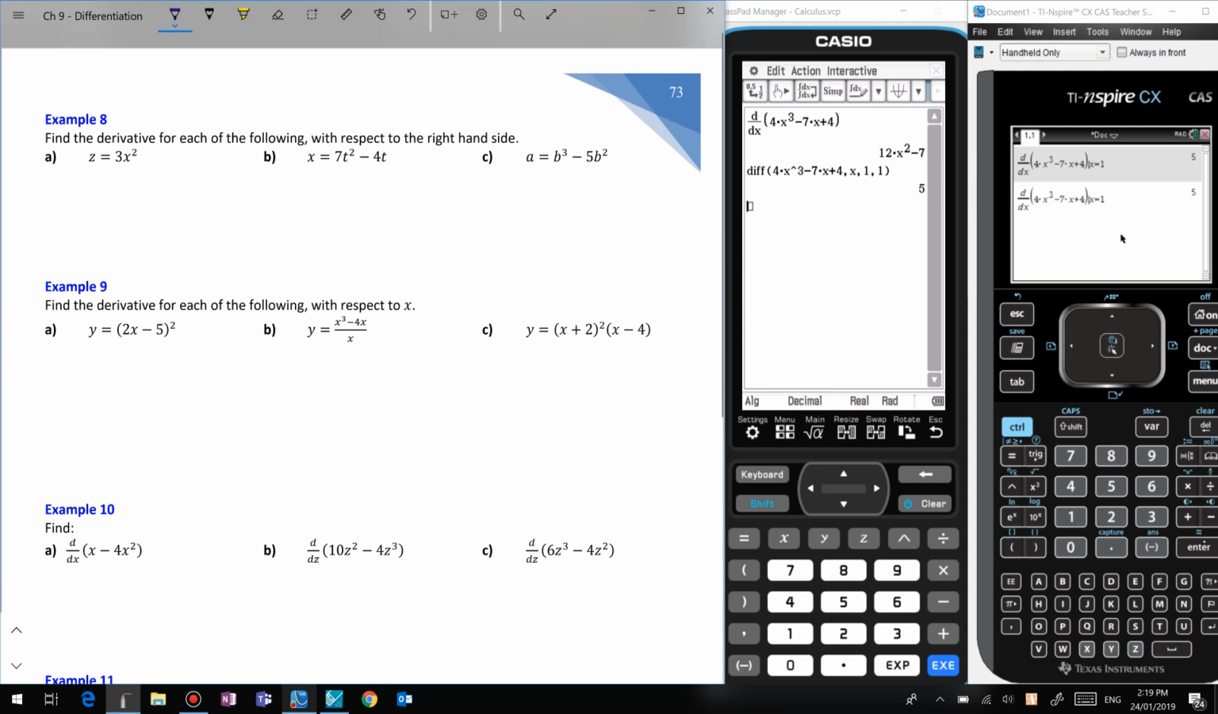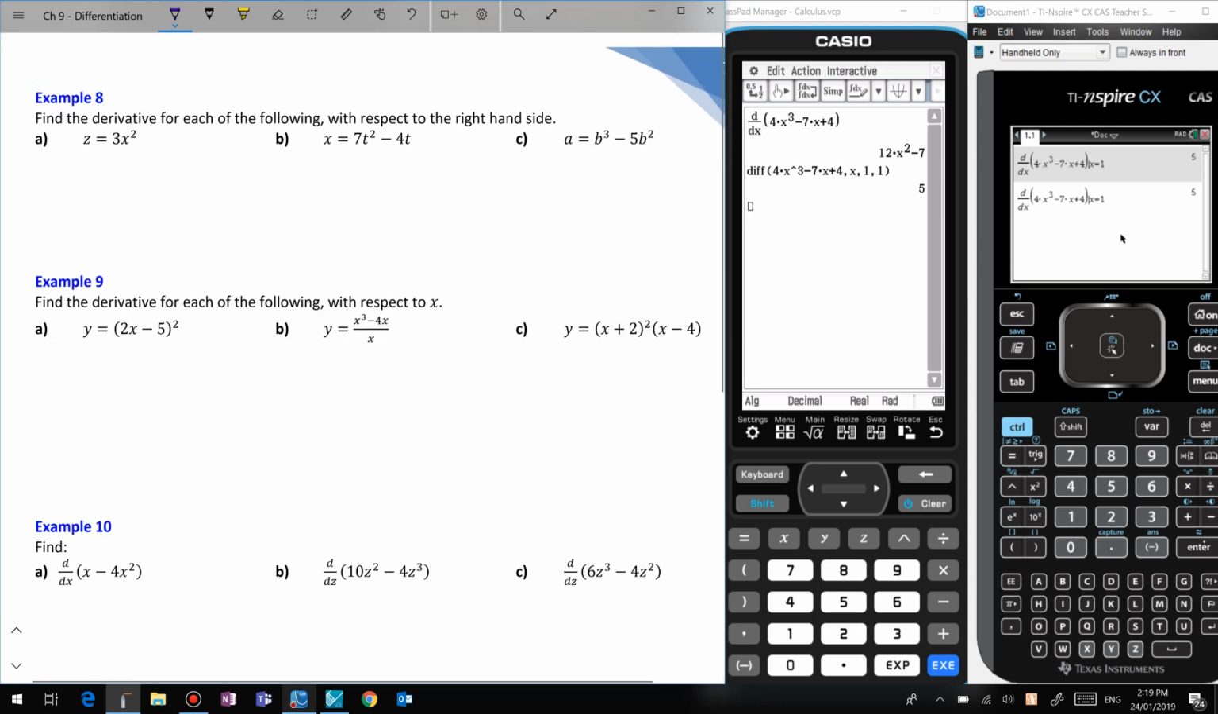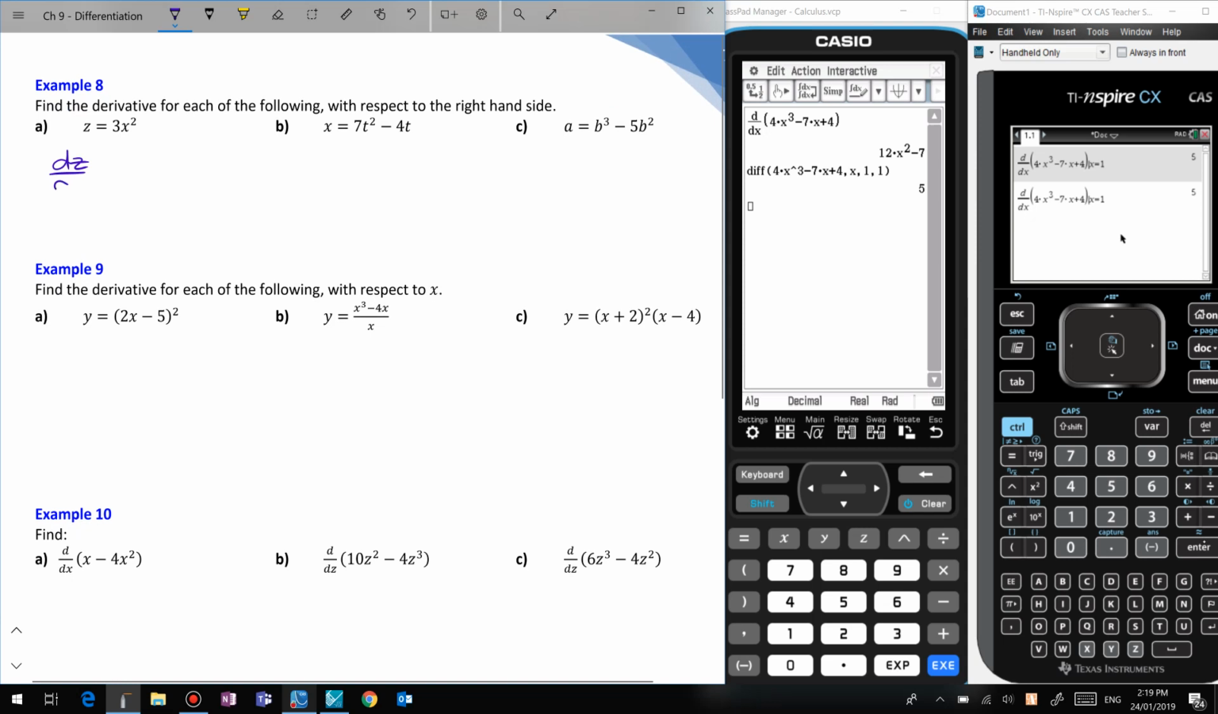Okay, now when you have different variables, if you want to find the derivative here, because it's not y and x, because it's z and x, our derivative is dz dx. So I'm finding the rate of change, that's what this means, dz dx. That means the change, oops, that should be a z and x. That should be the change in z over the change in x.